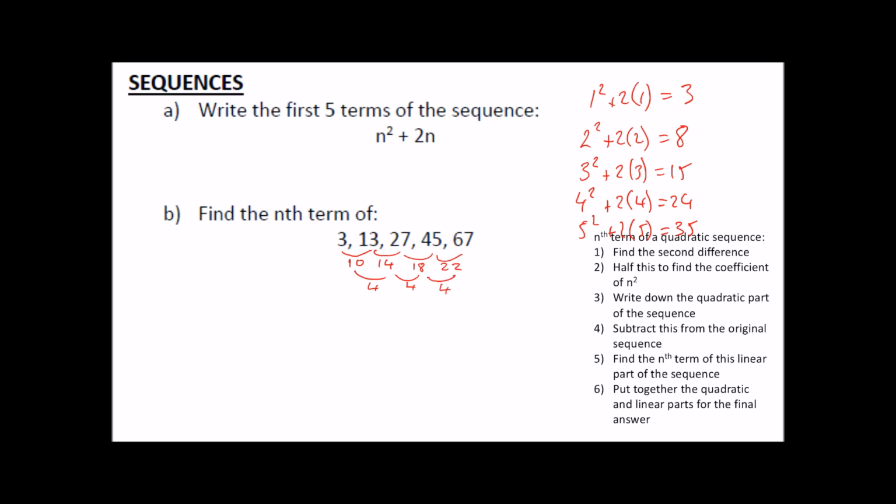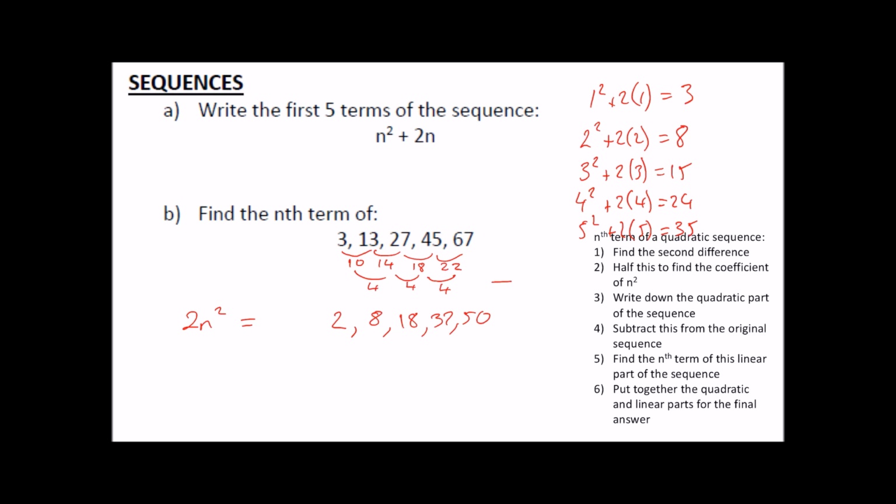So once we've found the second difference, we half this to find the coefficient of n squared. So half of 4 is 2. So this is going to be the 2n squared sequence. Now, once we've noticed the 2n squared sequence, we'll write out the sequence 2n squared, which will be the quadratic part of this. So 1 squared and then doubled is 2. 2 squared and doubled is 8. 3 squared doubled is 18. 4 squared, 16, doubled is 32. And 5 squared doubled is 50.